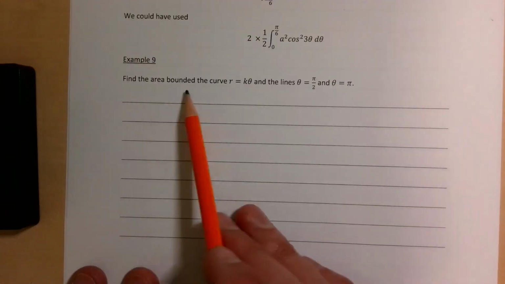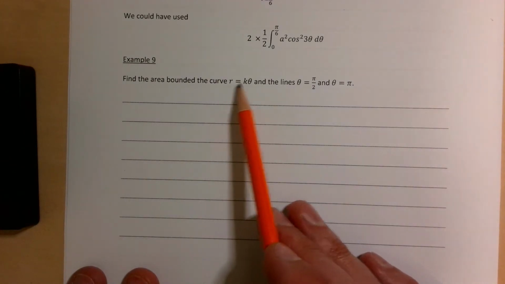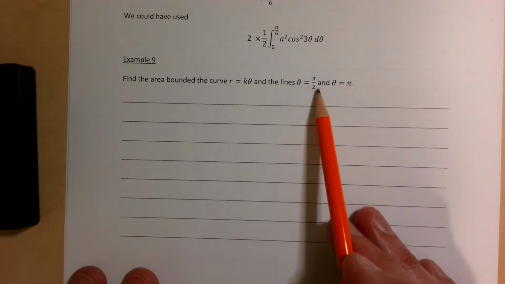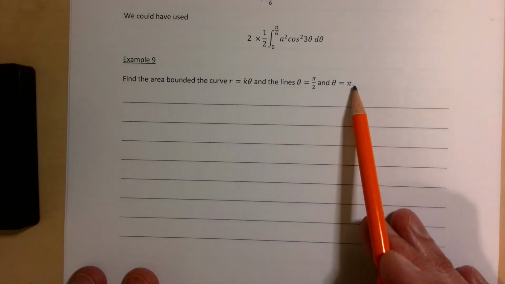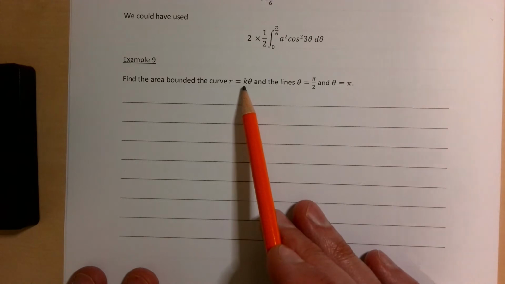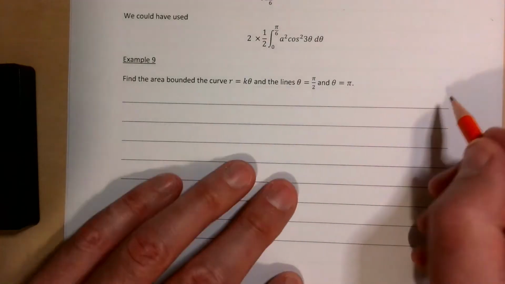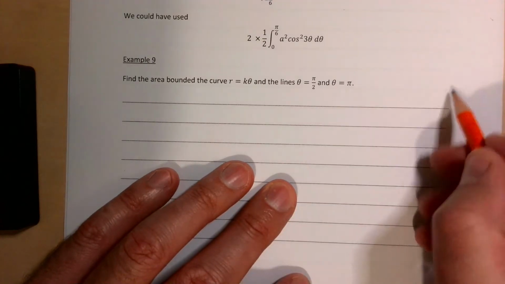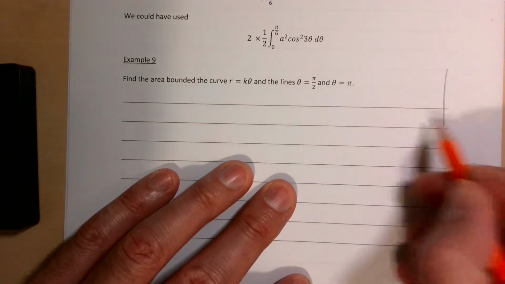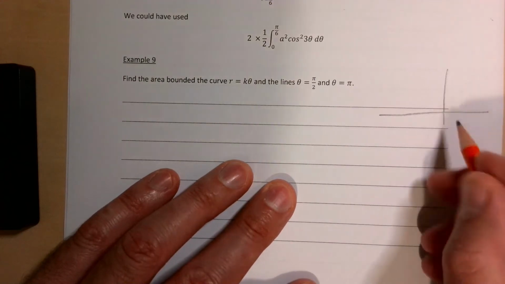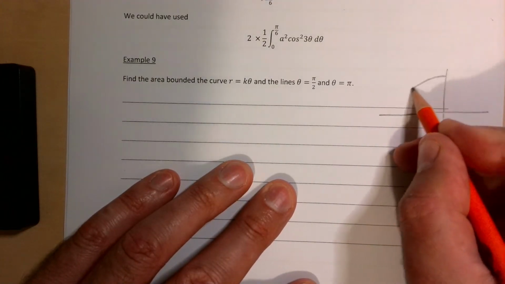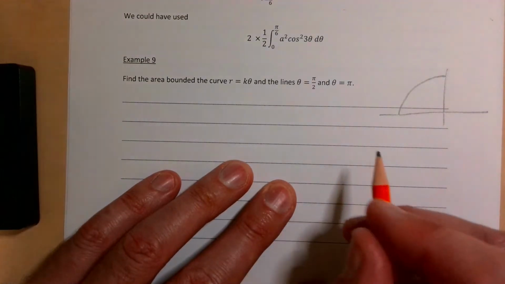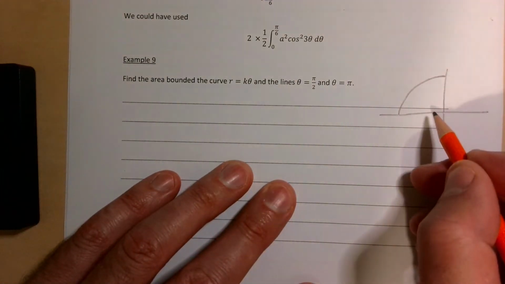Example 9, and find the area bounded by the curve r equals k theta and the lines theta equals pi over 2 and theta equals pi. This is part of the Archimedean spiral, again, if you remember from one of the previous examples. So a quick sketch of this. Remember, we're in between pi over 2 and pi, so it's in between 90 and 180, which is a slightly weird part to be trying to do. So a very quick sketch of this. We'd then be going from there round to there. So that's the area then that we're looking for.